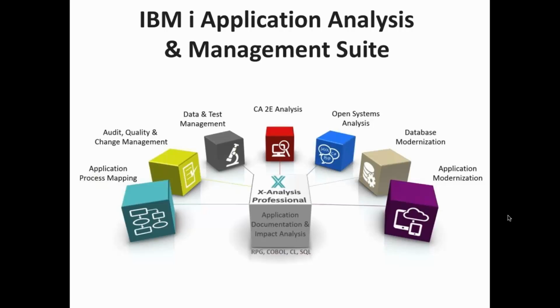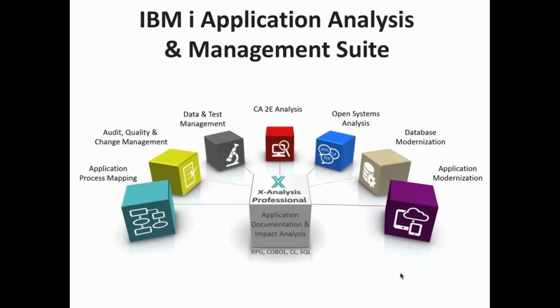So what we have here in the center of this diagram is the X-analysis professional, and I'm going to show you some of that today. And what that allows you to do is uncover the relationships and dependencies between objects in your system, and then we take that information and then allow you to start affecting your system with it. So the modules that you see around the outside of the ring here are all modules that allow you to do something to your system based on the understanding that you now have of your system.